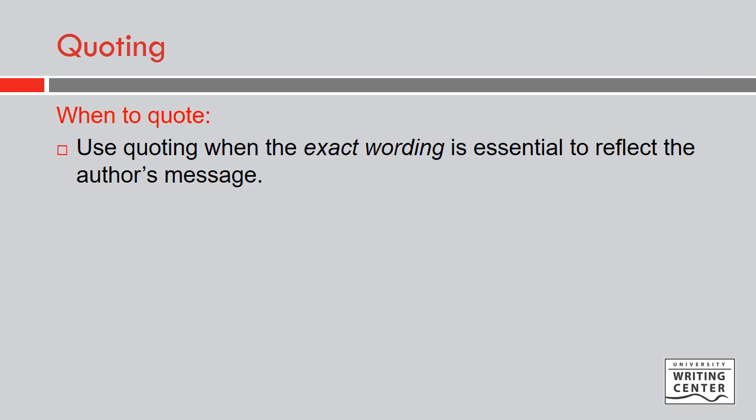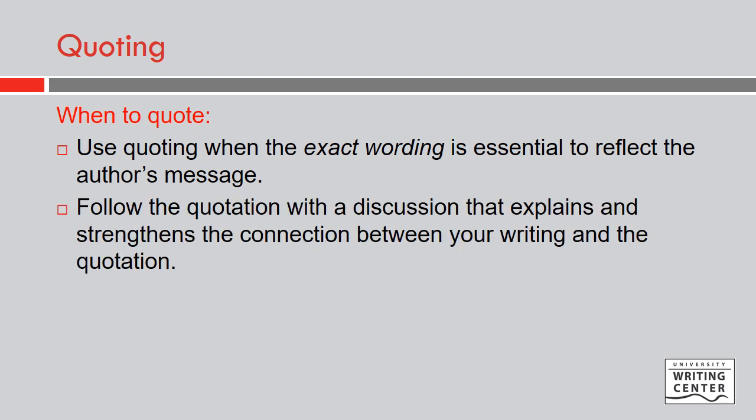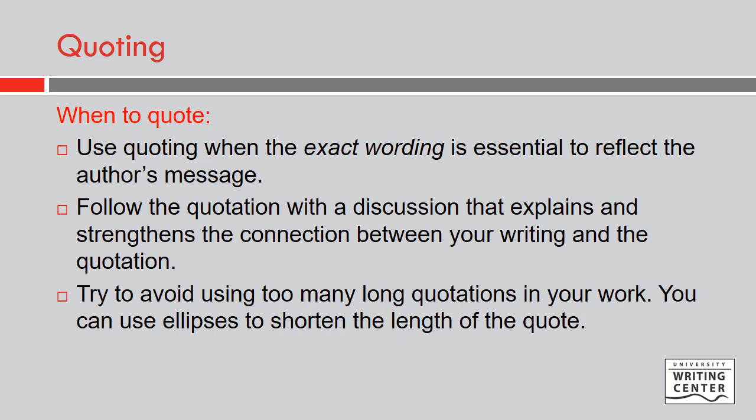Quoting is often the first thing writers think of when considering how to use sources, but it has a specific role in writing. It is best to use quotes when the exact wording of a source is essential to reflect the author's message. Though quotations can offer a great deal of support to a research project, they should not stand alone. You should follow quotations with the discussion that explains and strengthens the connection between your writing and the quotation. You also want to avoid using a lot of long quotations. You can use ellipses to omit portions of the quote that are not necessary to convey the meaning.